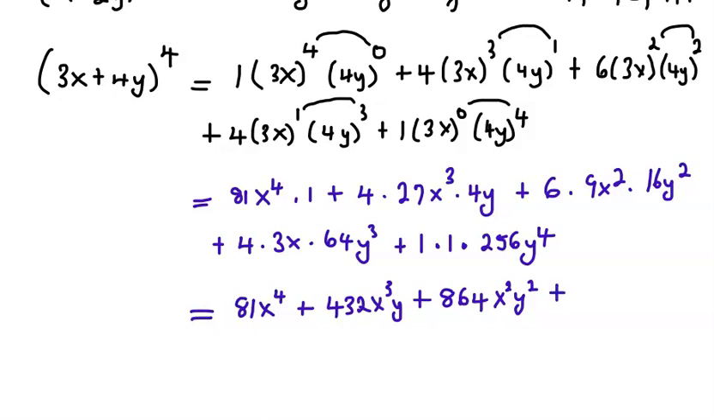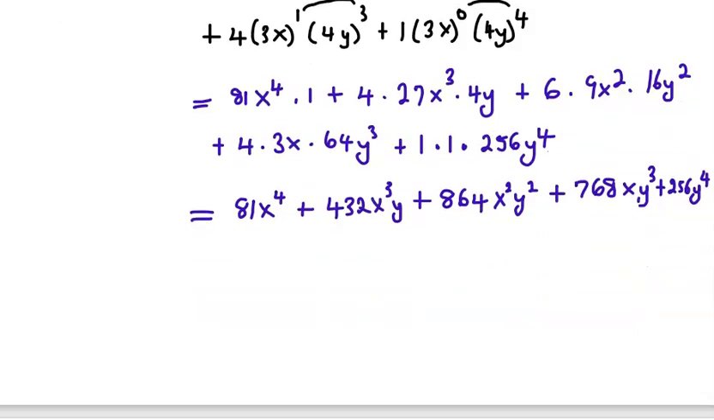Then here we have plus 4 times 3 is 12 times 64, that will give us 768. Then we have xy cubed. Don't forget that. Then plus, so we have 256 y to the power of 4. Right? Yes, so 256 y to the power of 4.